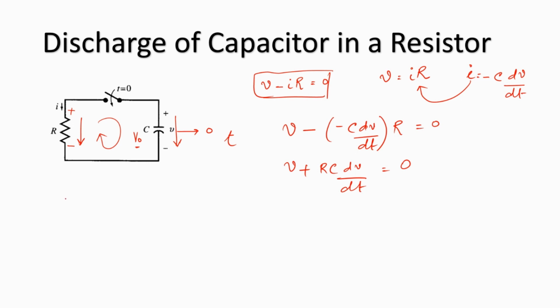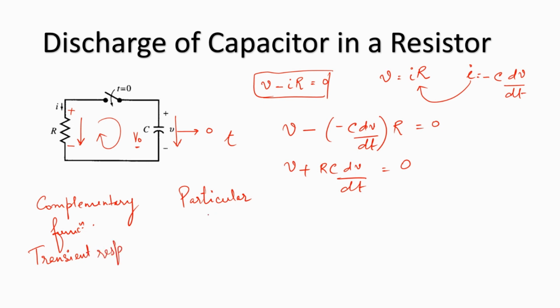So the first part of the solution rather is going to be called the complementary function, and the second part is going to be called the particular solution. So we see that the complementary function is going to be nothing but the transient response. It's going to represent the transient response of the circuit, whereas the particular solution is going to represent the steady state response of this circuit.